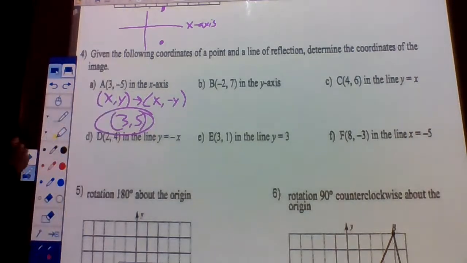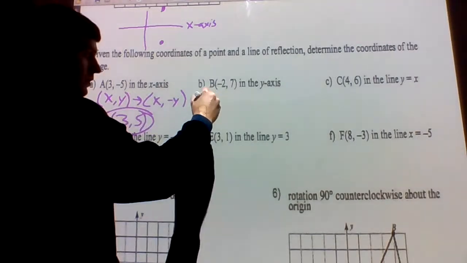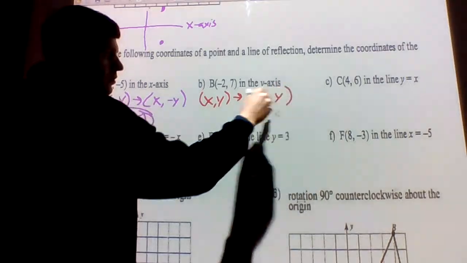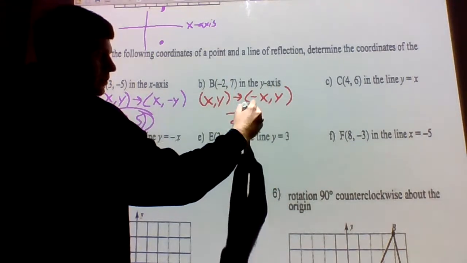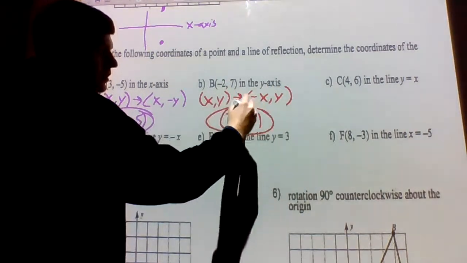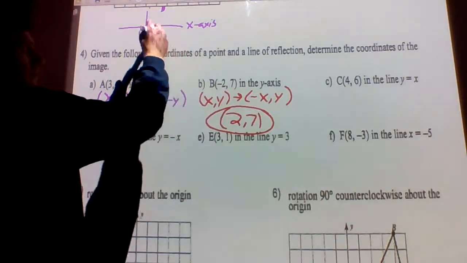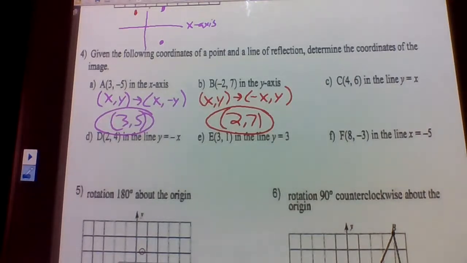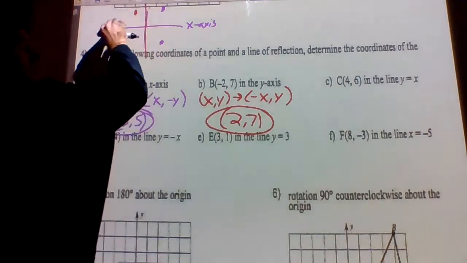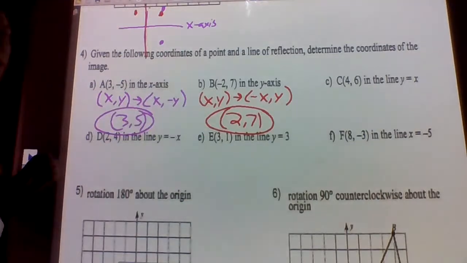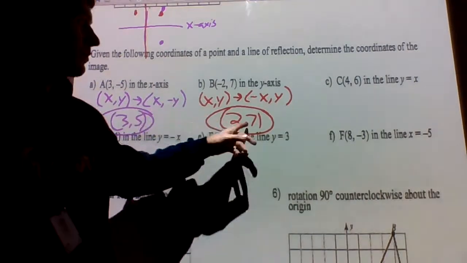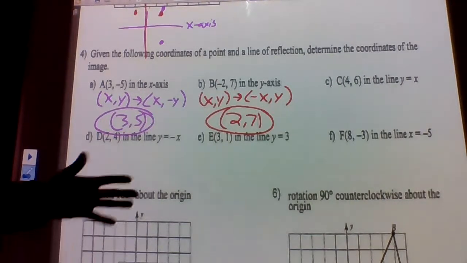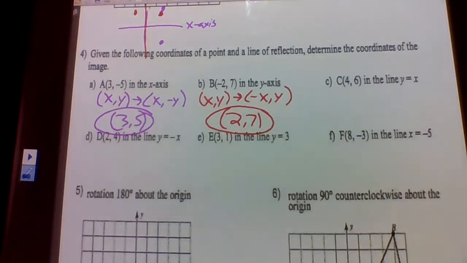Okay, the next one we're reflecting over the y-axis. So again, our rule here is xy goes to opposite of x, y. So we change the sign on the x, it becomes 2, and then we're left with 2, 7. Again, if we wanted to graph it, -2, 7 is up here. Reflecting over the y-axis, it's going to come over to this quadrant, so it's going to be positive, positive. 2 stays the same, 7 is the one that's reflected over, it changes signs.